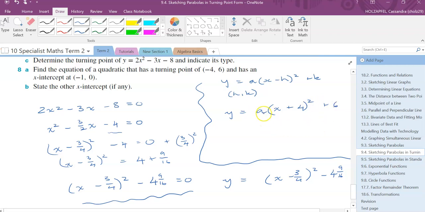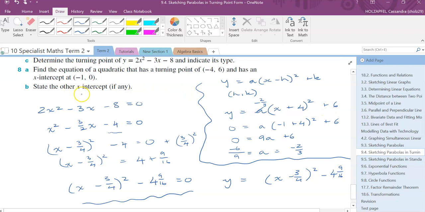All right, so now we've got to work out this value of a. Very kindly, they've given us a coordinate. If I substitute in that coordinate, 0 equals a times (-1 plus 4) squared plus 6. So -1 plus 4 is 3, and 3 squared is 9. So 0 equals 9a plus 6. If I rearrange this equation now, -6 divided by 9 will be equal to a, which is the same thing as -2/3. So this is going to be a parabola that's flipped. I can now substitute that value in and write this as y equals -2/3 (x plus 4) squared plus 6.